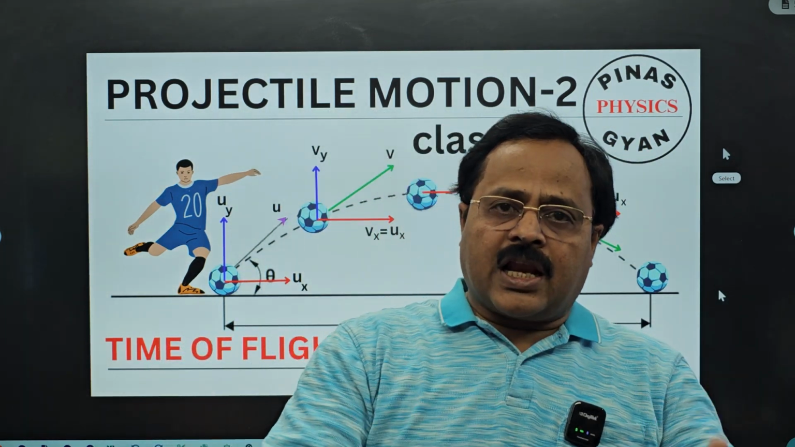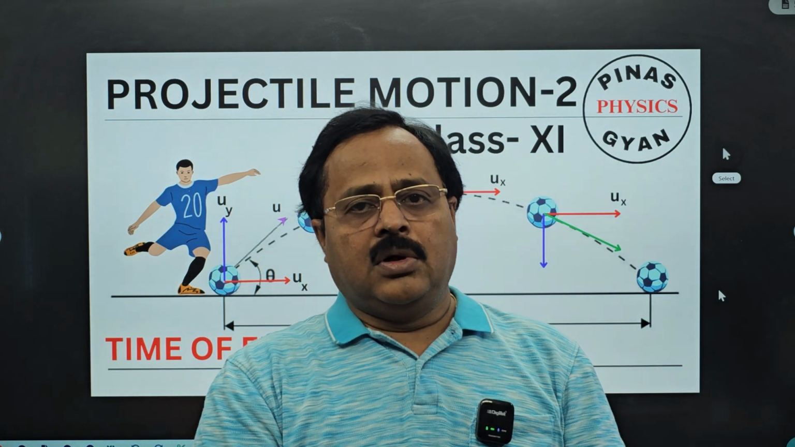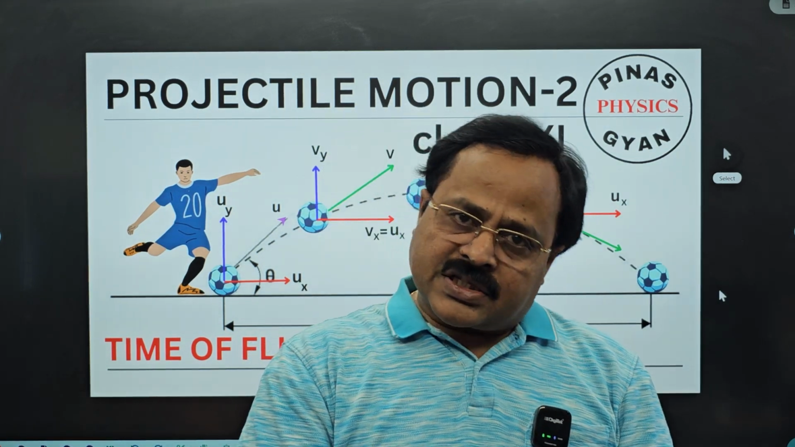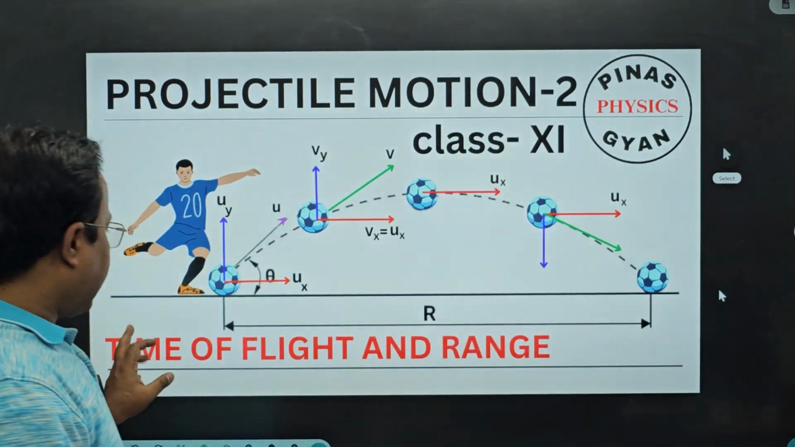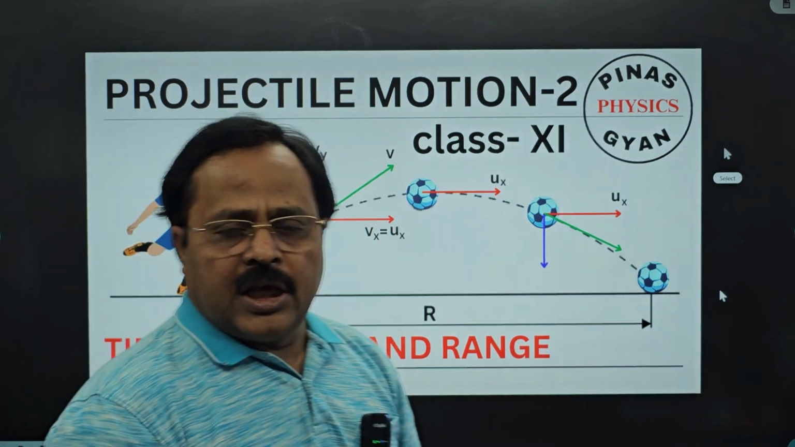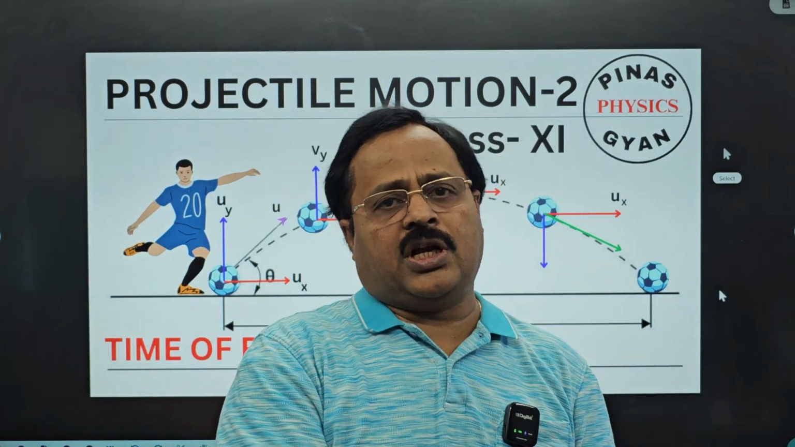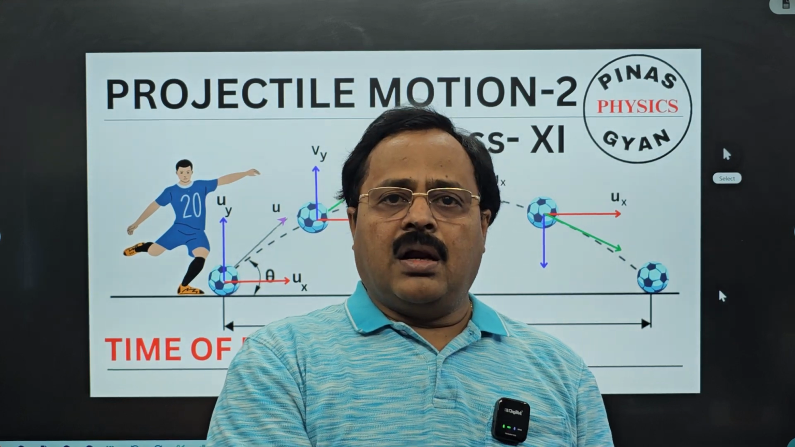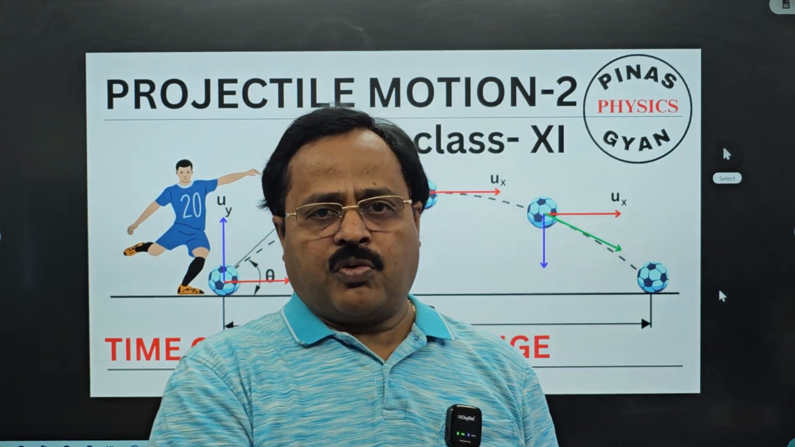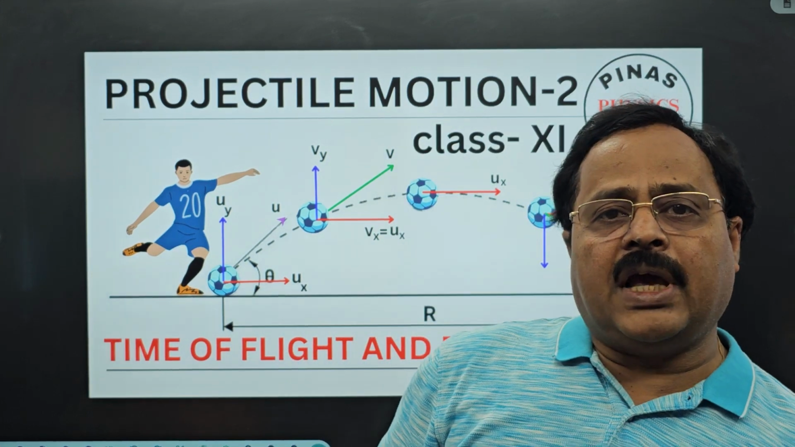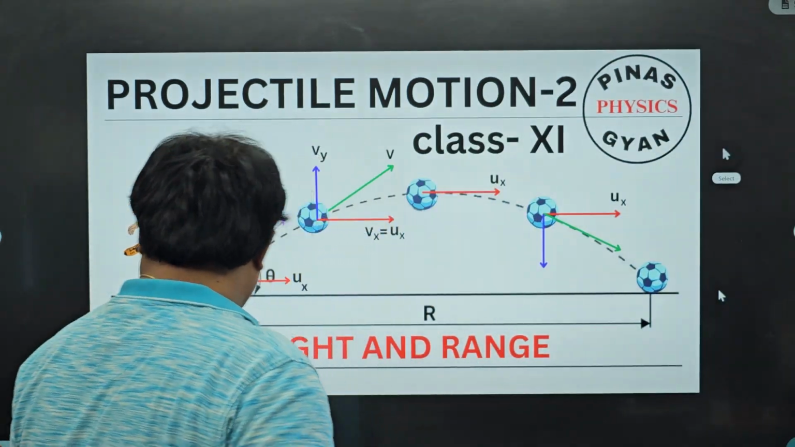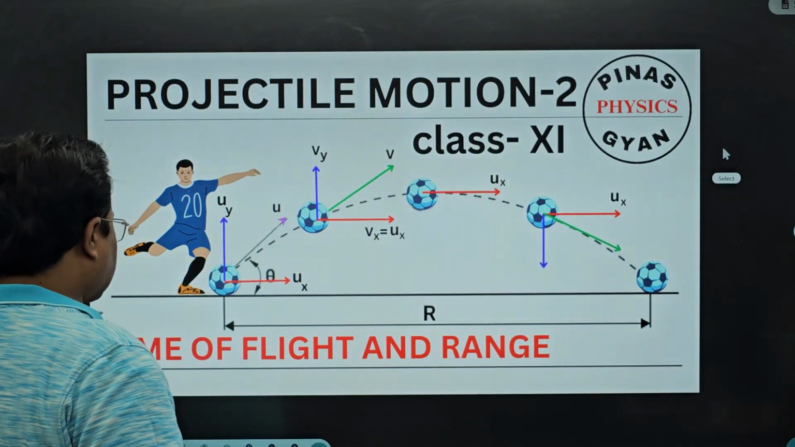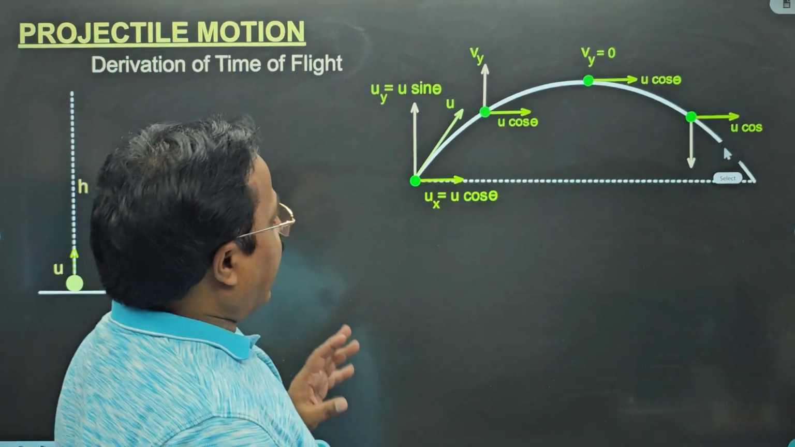In our second class of projectile motion, I will discuss time of flight and range. In my first class of projectile motion, I discussed the height in projectile motion, where I derived the expression for height. In the second class, let us go to the expression for time of flight.